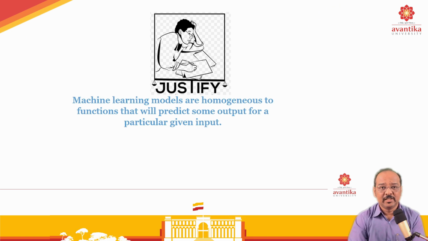For this session, I can further ask you a question based on your understanding of supervised learning, unsupervised learning, and semi-supervised learning. You can easily answer my question. You can justify whether machine learning models are homogeneous to the functions that predict some output for a particular given input. Somehow that is the answer. You can check and give that answer as well.